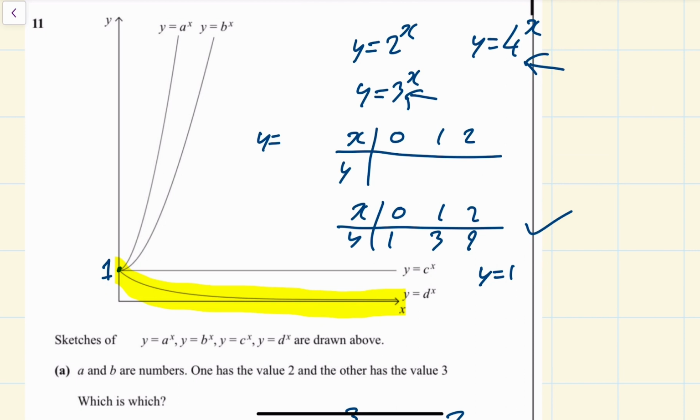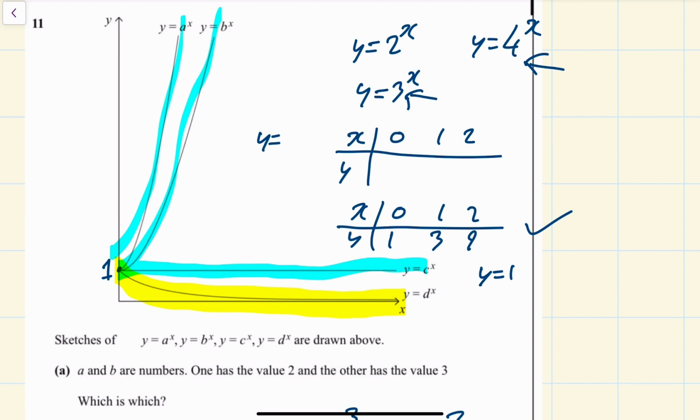If this one up here was 3 to the power of x, this one was 2 to the power of x, and this was just 1 to the power of x, so it happened to be y equals 1, then this one in yellow must be less than 1, but we're going to do a table of values just to show that. So I'm going to pick 0.5 to the power of x.